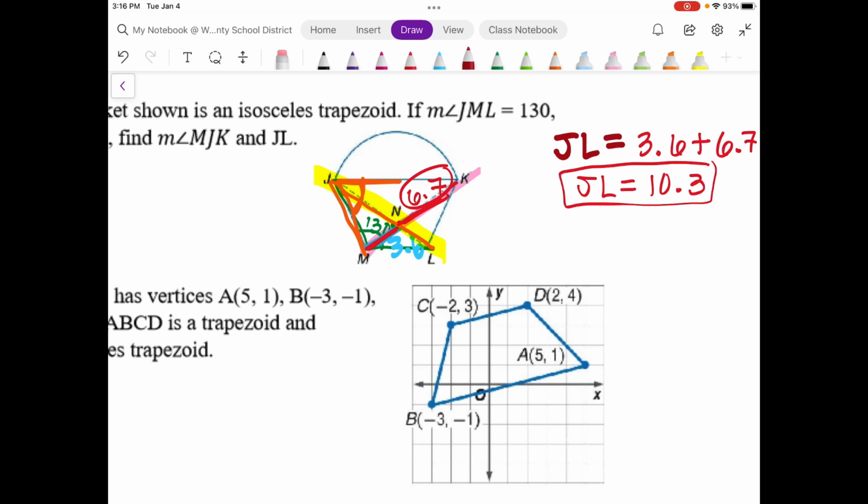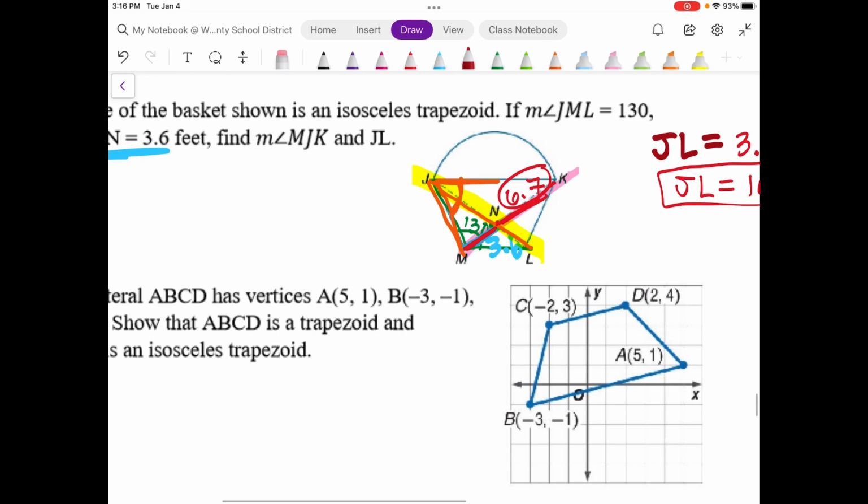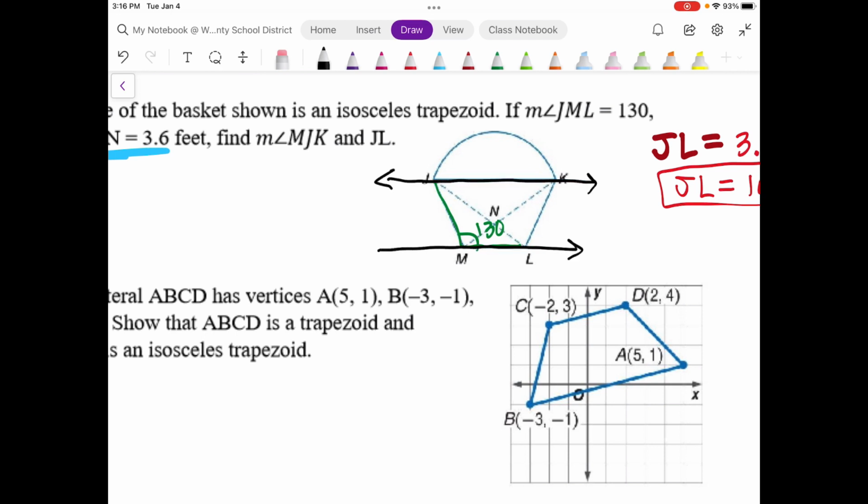Okay, next I want to figure out what angle MJK is. So I'm going to erase this so it's easier to see. I was given this angle is 130. And I'm going to modify this picture a little bit. I'm going to extend these lines to help you see something we've done in the past. So these lines are parallel, we know that, and this would be like our transversal, something that we do in the first semester. So this angle right here and this angle right here are consecutive interior angles. And if you remember, consecutive interior angles add up to 180 degrees.